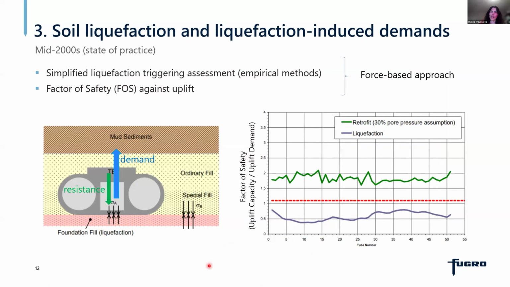So in the very beginning, we approached the liquefaction-induced uplift problem with a force-based methodology. So this essentially involves first performing simplified liquefaction triggering assessment using established empirical methods, and then based on the factor of safety against liquefaction calculate the uplift force, compare this to an available resistance, and calculate a factor of safety against uplift. So in this particular case, we're coming up with very low factors of safety, and this suggests that liquefaction mitigation, in this case through, for example, stone columns, was needed to mitigate the tunnel against liquefaction-induced and seismically induced demands. However, was that necessary?